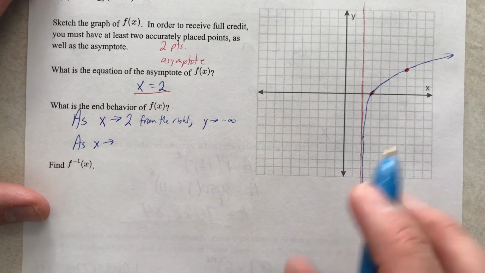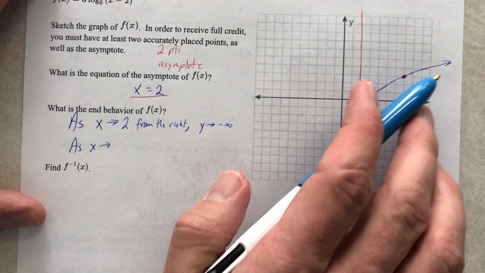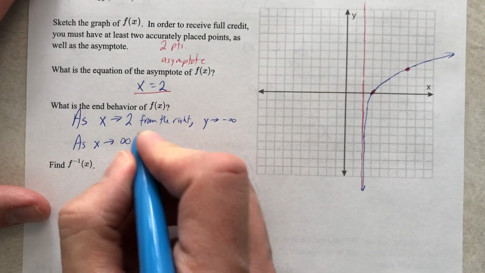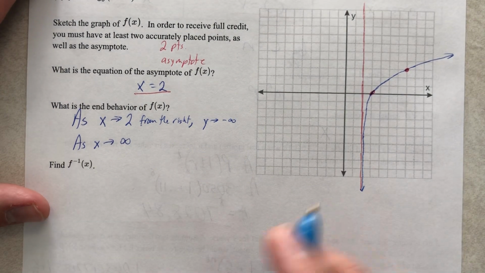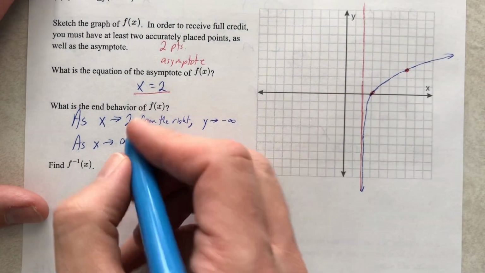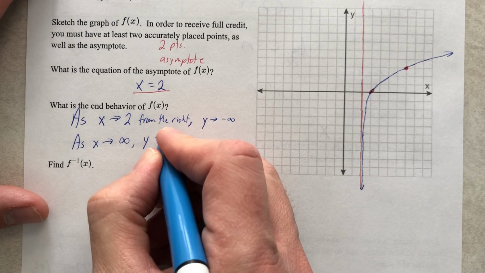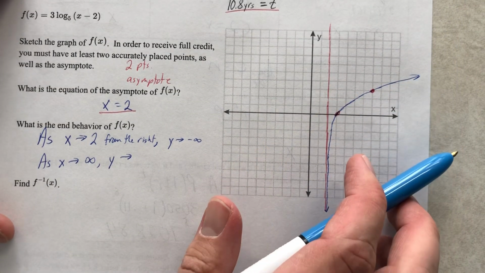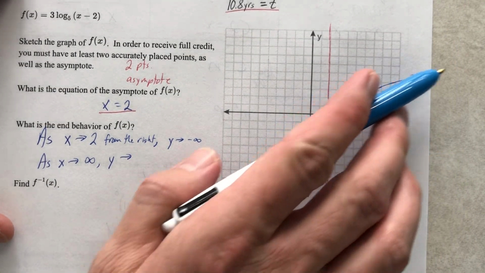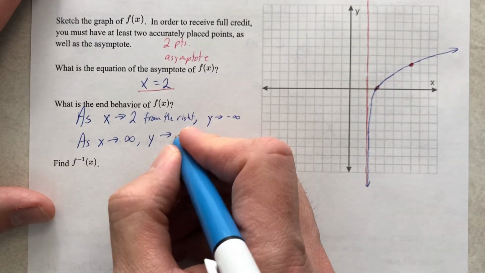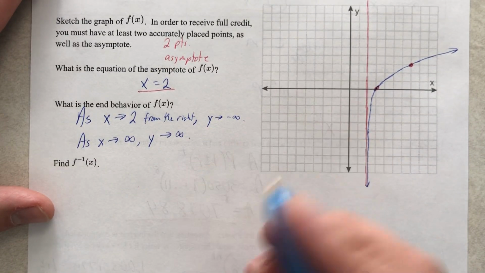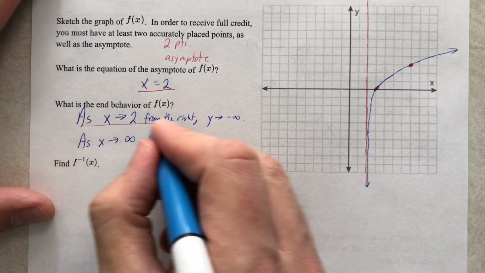As x approaches, now we're going to go to the right. Can I go forever to the right? Well, I don't want to spend eternity doing that, but yes, I could. x approaches infinity. So then what happens? y is going towards what? Does it go up? Does it go down? Does it level off? It goes up. Very slowly, but it goes up, towards infinity. So 2 sentences. That's 4.5 points.